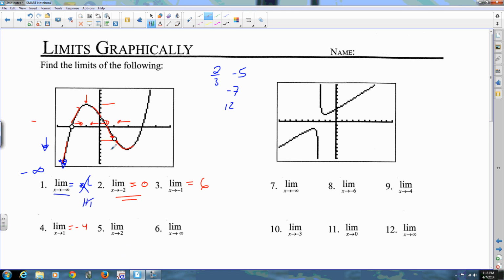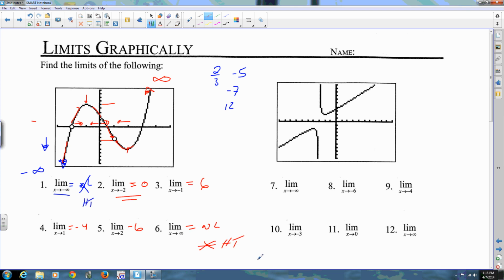All right. As x approaches 2. Well, how about -6? And as x goes to infinity, does it level out or become an actual concrete number? No, it continues to go higher, so it's going to infinity. So to me, there is no limit. The limit does not exist. There's none. Hammer time, HT, whatever you want to call it.